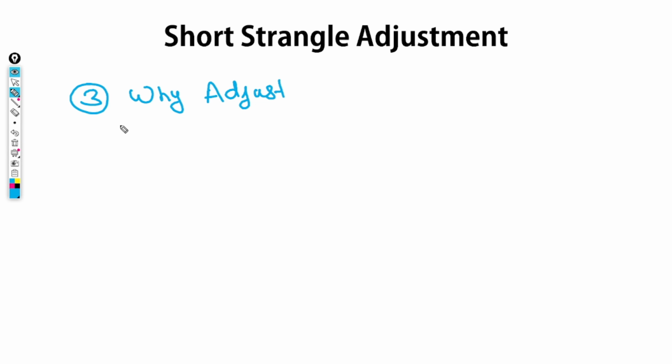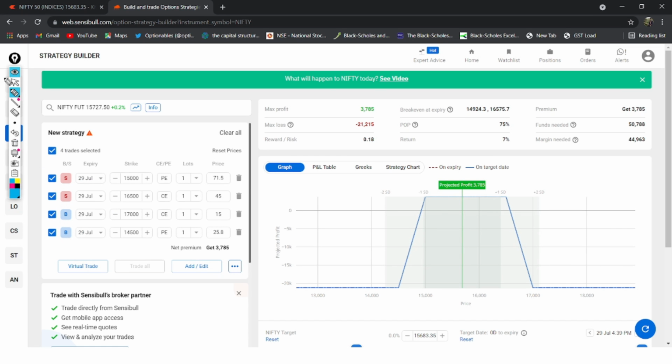This is the most important part, and this is what you have to understand before actually learning how to adjust, because this is the most crucial part of the video. So first we are going to go through the statistics of the trade. Here you can see that my max profit is 3,785, my probability of profit is 75%, and my max loss is 21,215.